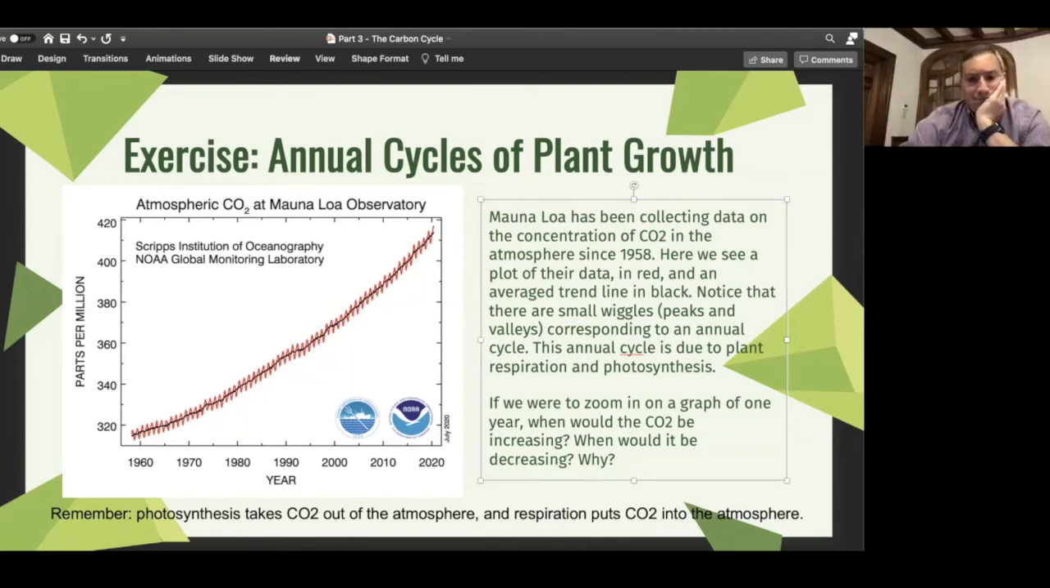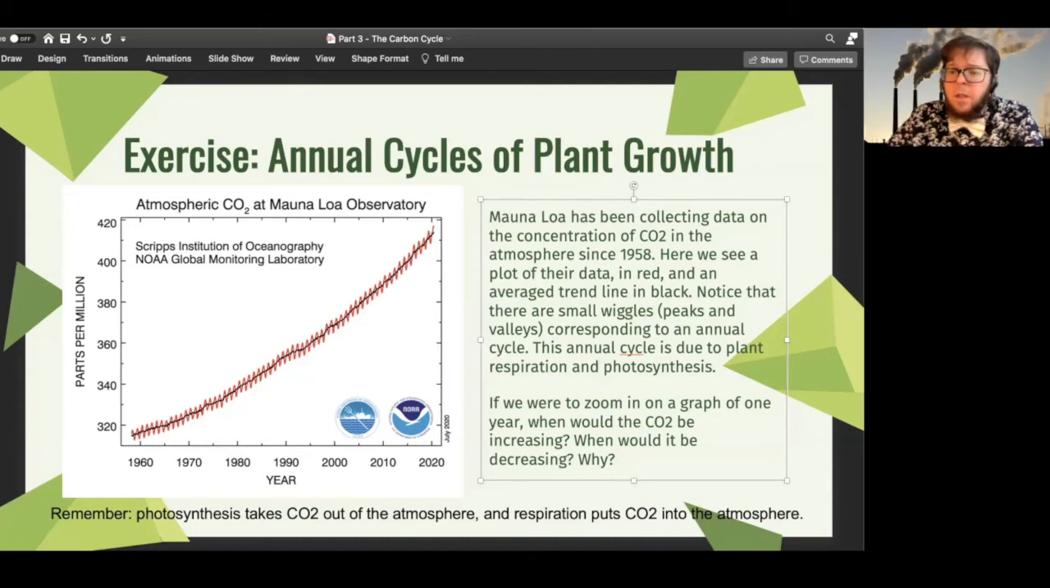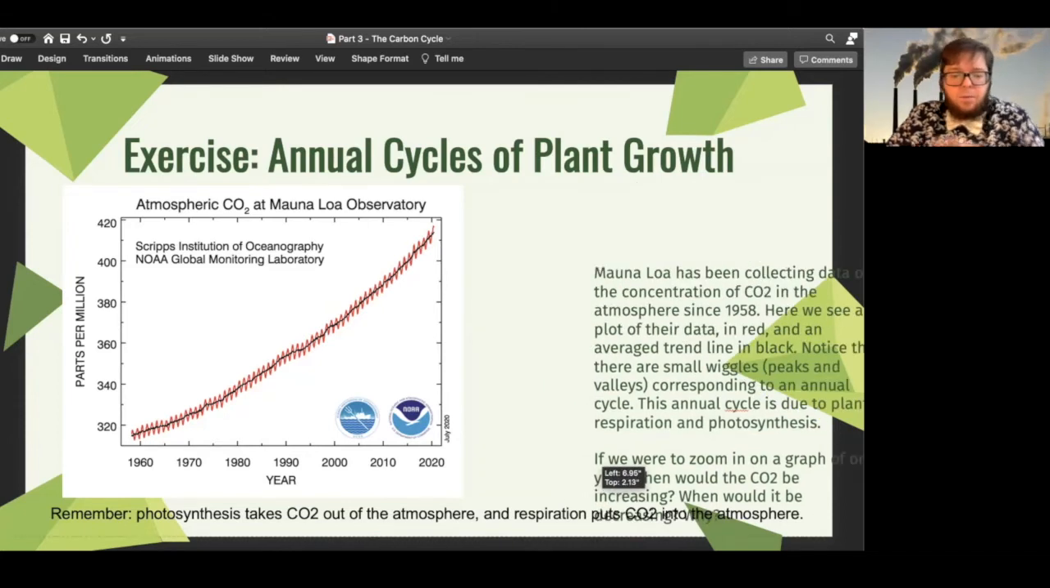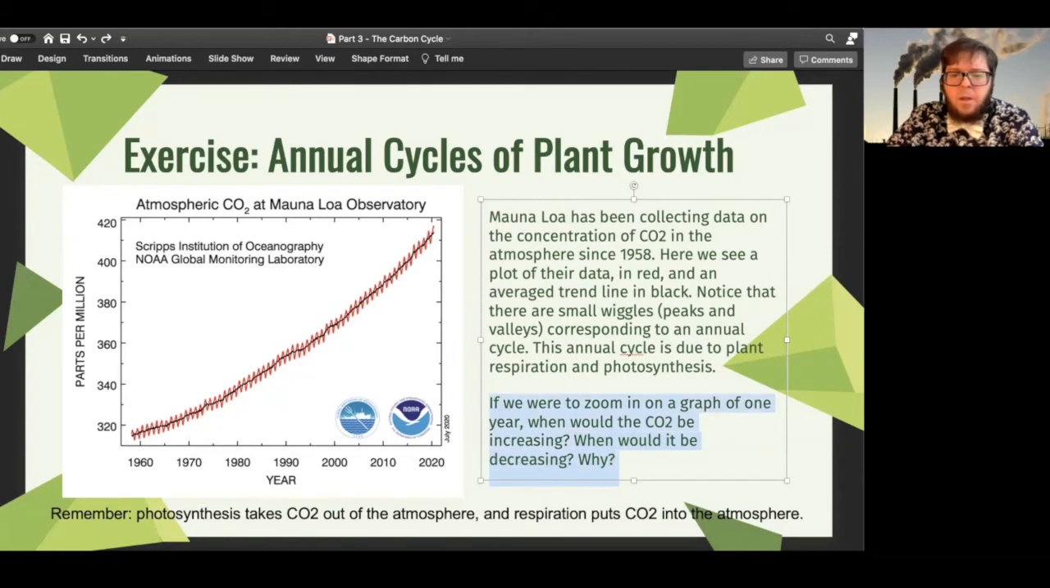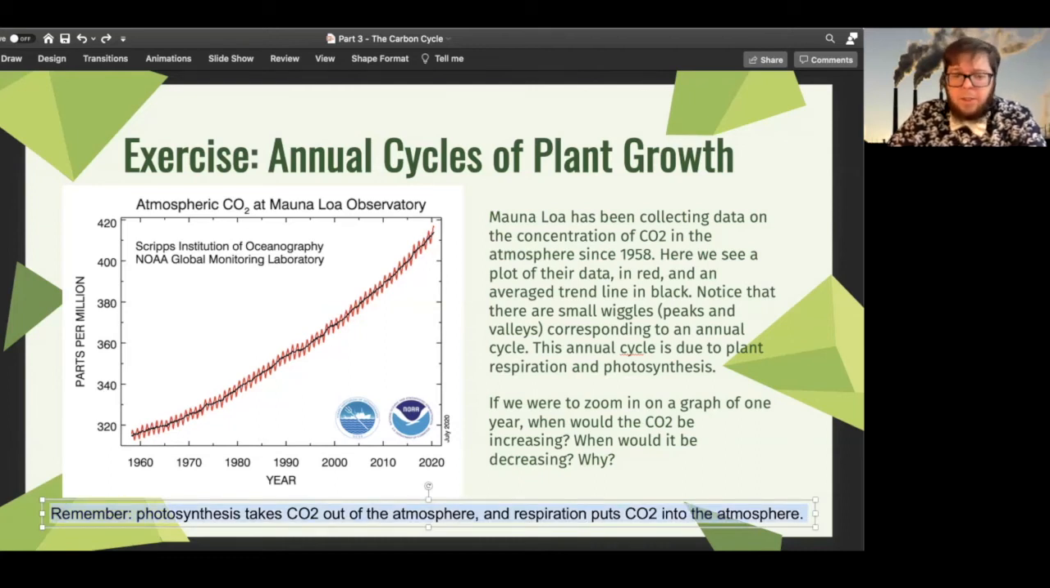And so here's the exercise I have for all of you. If I were to zoom in on a graph of just 1 year, which part of the year or which months would the CO2 be decreasing? And which part of the year would it be increasing? And why? There's a helpful reminder down here for all of us who are a little bit rusty on our plant biology, that photosynthesis takes CO2 out of the atmosphere and respiration puts CO2 into the atmosphere, right? So this is a fun little biology exercise. When are the plants doing more photosynthesizing than they are respiring? And when are they doing the reverse? Let's think about that.